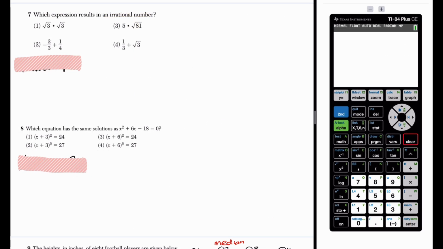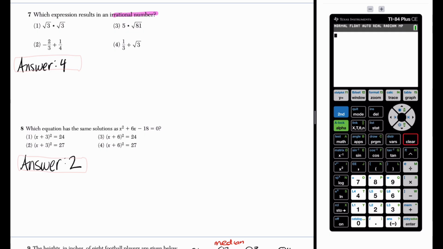All right, let's look at the answers for 7 and 8. We have 4 and 2. Check with your answers. If you have these, keep moving. If not, stay here for the breakdown. We'll start with number 7, which is asking which one of these will result in an irrational number.